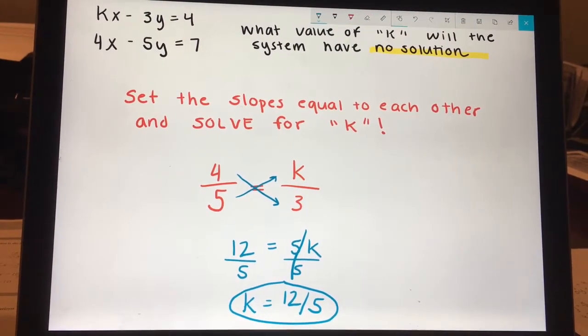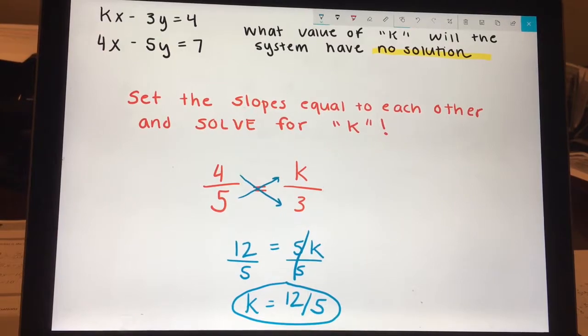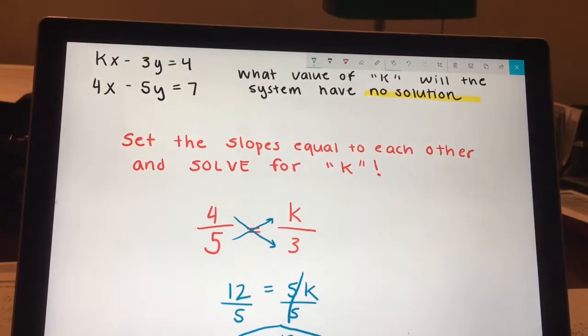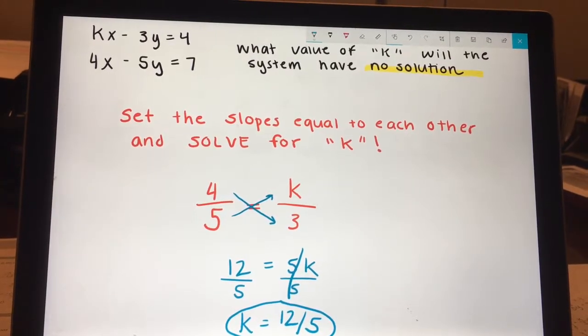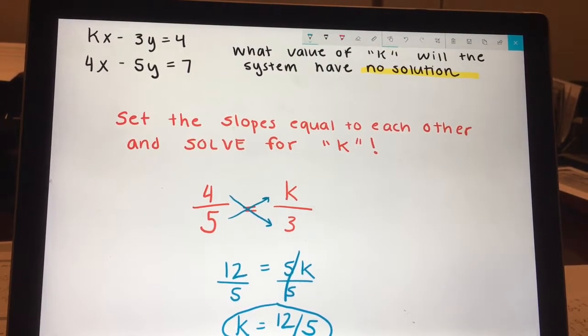So if I plugged in 12 over 5 for k, I would have parallel lines, which means there is no area whatsoever where the lines intersect.